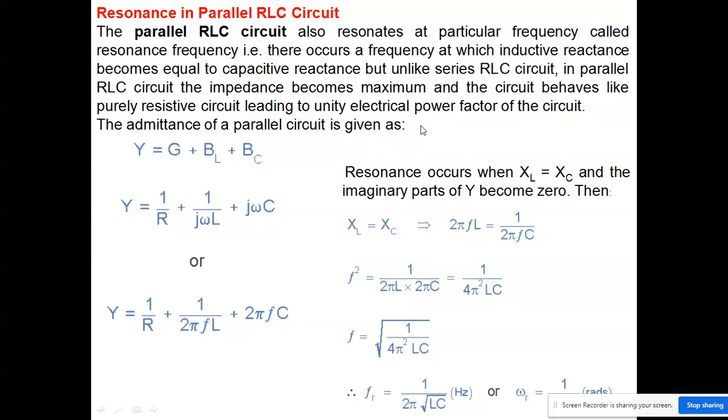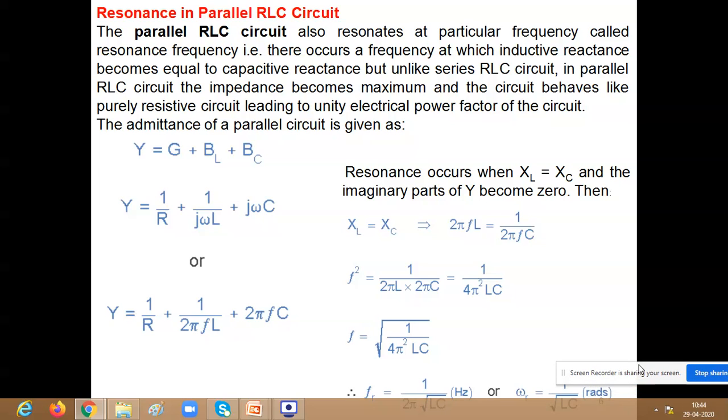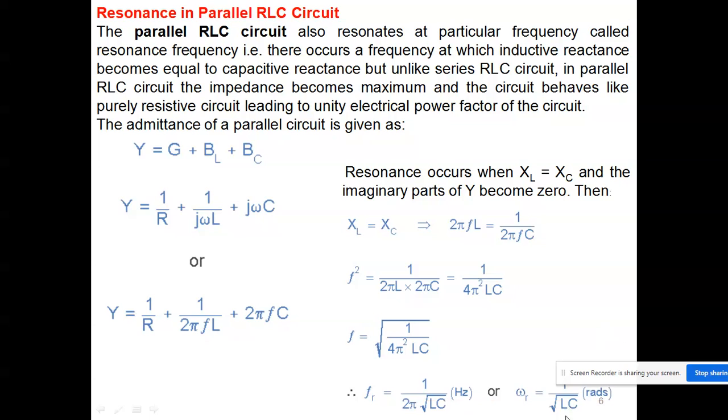At resonance, both will be equal. When both are equal, we put this condition and we get F square as this. If you want to write in terms of omega, you can write 1 upon this. It is also the same value as the previous series RLC circuit combination.